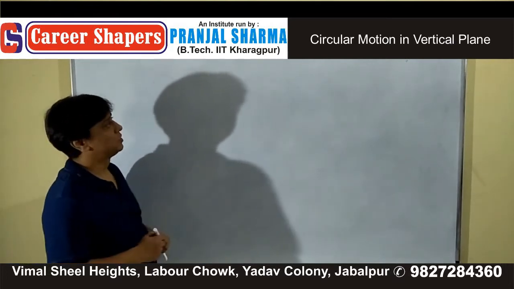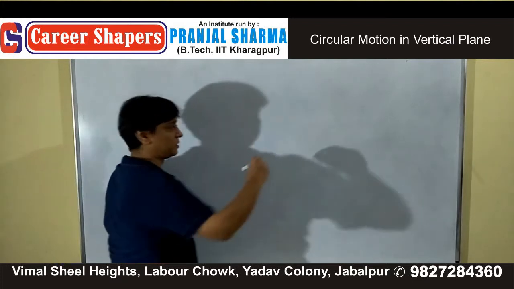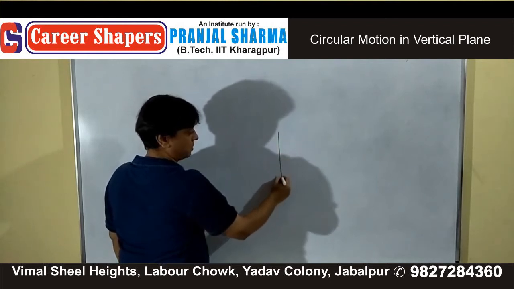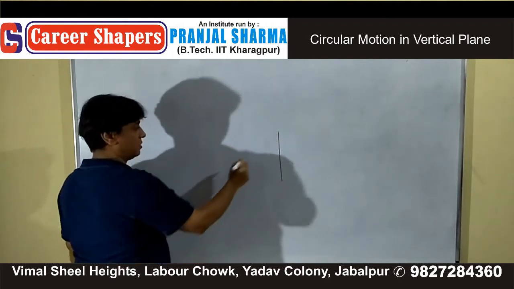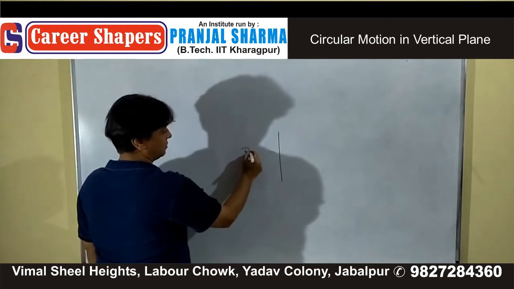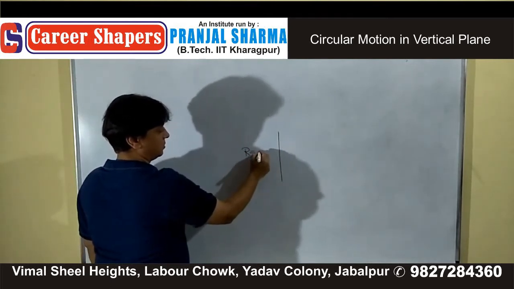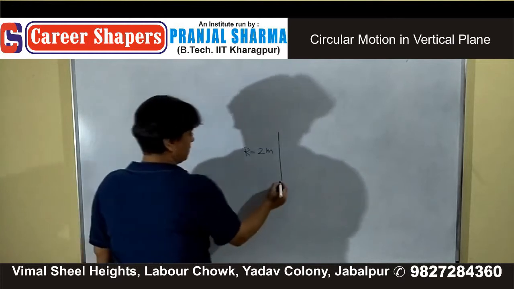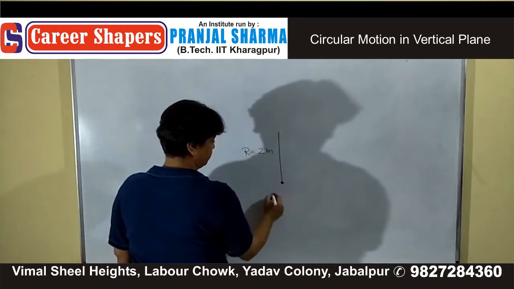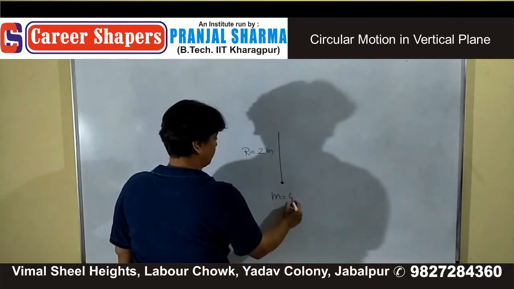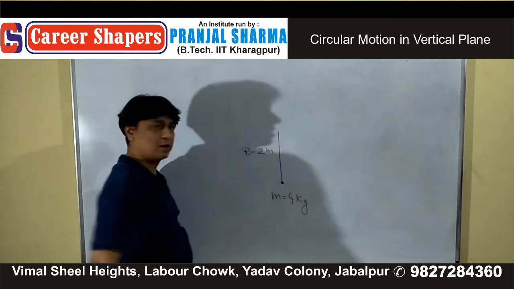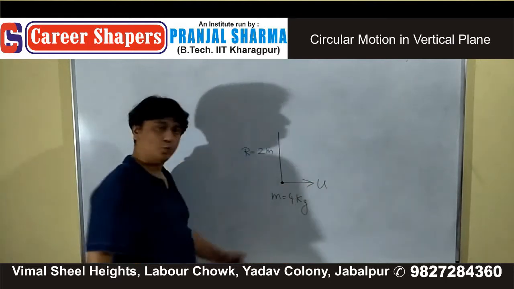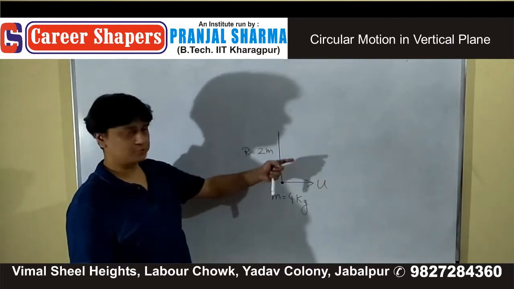Let's take some more examples on circular motion in vertical plane. We have a rope of length 2 meters. There is a point mass of 4 kg, and this 4 kg mass is given a velocity u horizontally at the lowest point.